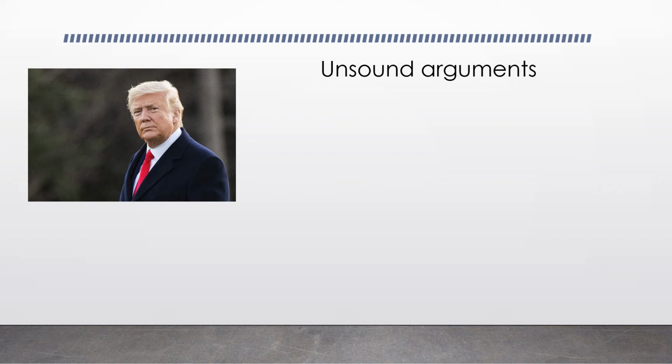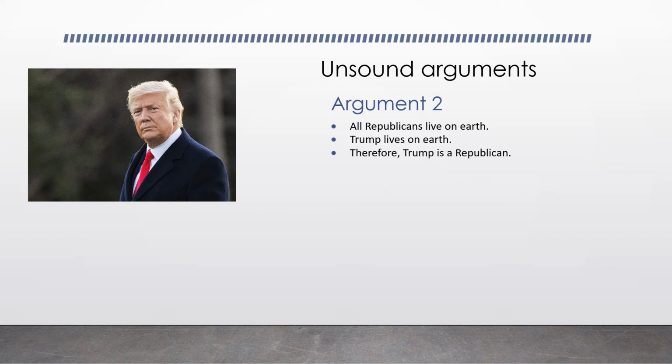Examples of some unsound arguments. Remember, an argument is unsound because either its structure is invalid, where we don't have the subject and object of our premises building off of each other like we saw in the last one, or because all the premises aren't true. So let's have an example of an argument that is unsound. All Republicans live on Earth. Trump lives on Earth. Therefore, Trump is a Republican.